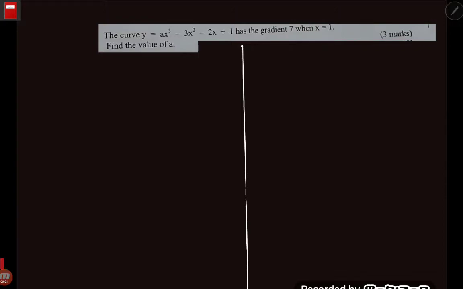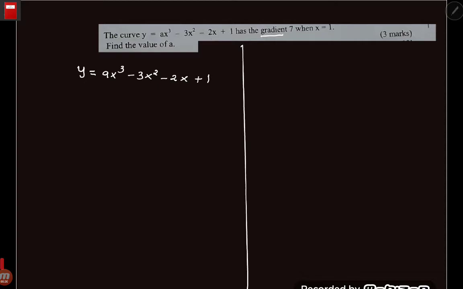The curve y is equal to x cubed minus 3x squared minus 2x plus 1 has the gradient 7 when x is equal to 1. Find the value of a. The curve we are given is y is equal to ax cubed minus 3x squared minus 2x plus 1.